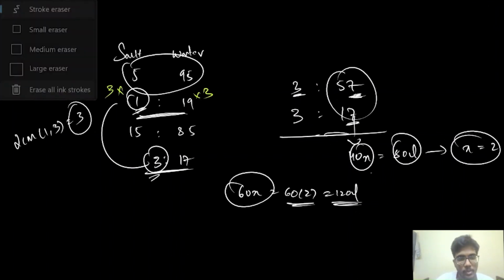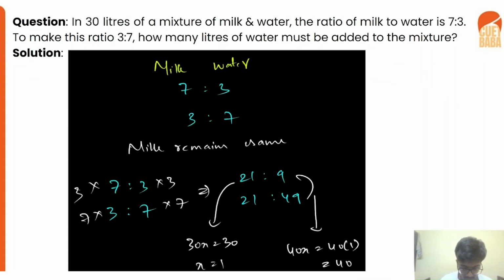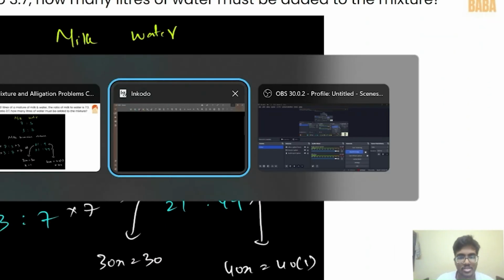I hope you people have understood this thing. Very easy. Coming to the next question: in 30 liters of a mixture of milk and water, the total mixture is 30 liters. The ratio of milk to water is 7:3. To make this ratio 3:7, how many liters of water must be added to the mixture? In the question there is a clear instruction that you only need to add water. You must not add milk. So how many liters of water must be added to the mixture? That is the question. So how do we solve this?